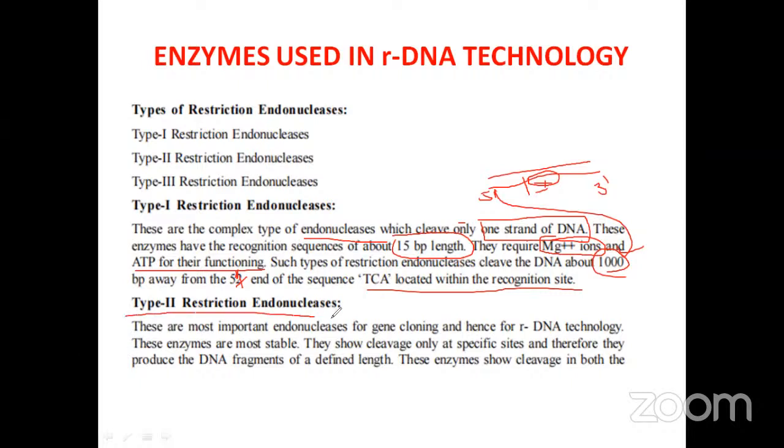Let's see type 2 restriction endonucleases. Actually, this type is the most important endonuclease for gene cloning and rDNA technology. These enzymes are more stable. They show cleavage only at a specific site, and therefore they produce DNA fragments of defined length. These enzymes show cleavage in both the strands. They cleave not only one strand, but both strands. So that is restriction endonuclease 2.